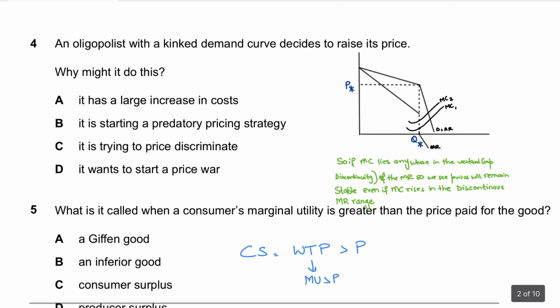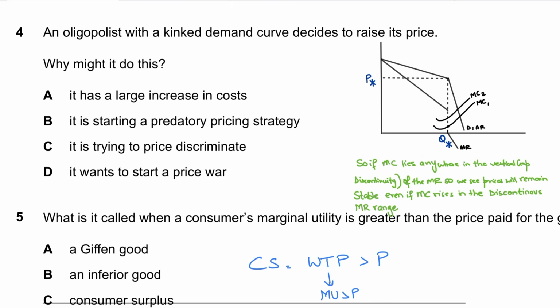Question number 4 says, an oligopolist with a kinked demand curve decides to raise its price. Why might it do this? Now we know that the theory of oligopoly tells us that there are different models that explain the behavior of an oligopoly. And one of these models, the kinked demand curve, talks about price stability or price rigidity. That is, it's in the best interest of the oligopolist to keep prices stable.